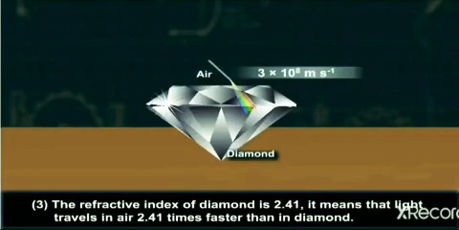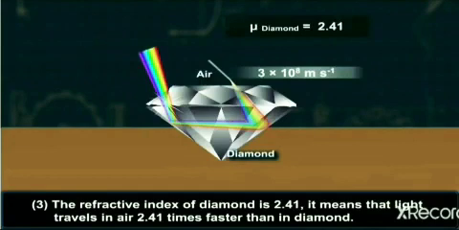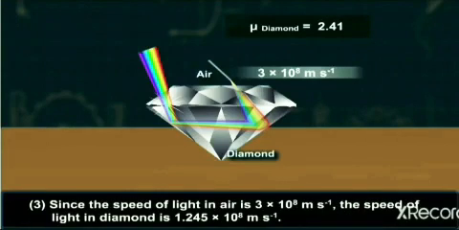3. The refractive index of diamond is 2.41. It means that light travels in air 2.41 times faster than in diamond. Since the speed of light in air is 3 into 10 raised to 8 meter per second, the speed of light in diamond is 1.245 into 10 raised to 8 meter per second.